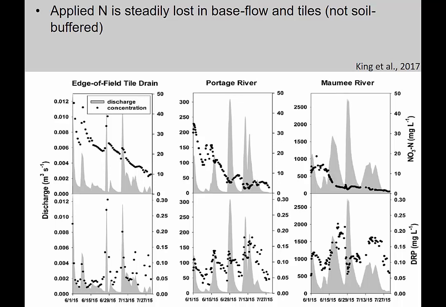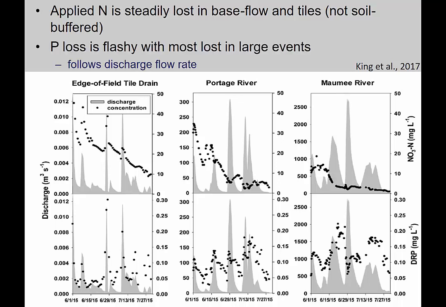You're losing it, all right? You can see a little bit of changes with the peaks in the hydrograph, but again, it's on its way. Nitrogen is not soil buffered. Again, we consider the difference in the essence between phosphorus and nitrogen. Phosphorus, remember, because of the way it's held by the soil, we see those differences in how it's lost. It's flashy. It tends to be lost mostly in large events.